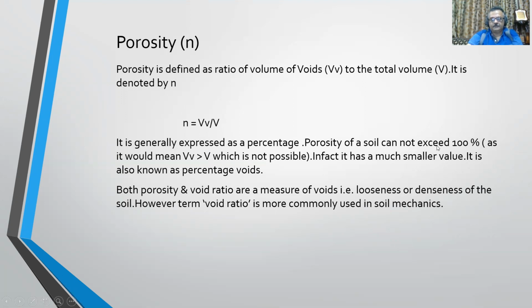Porosity of a soil cannot exceed 100%, as it would mean the volume of voids is greater than the total volume, which is not possible. In fact, it has a much smaller value. It is also known as percentage voids. Both porosity and void ratio are a measure of voids, that is, looseness or denseness of the soil. However, the term void ratio is more commonly used in soil mechanics.